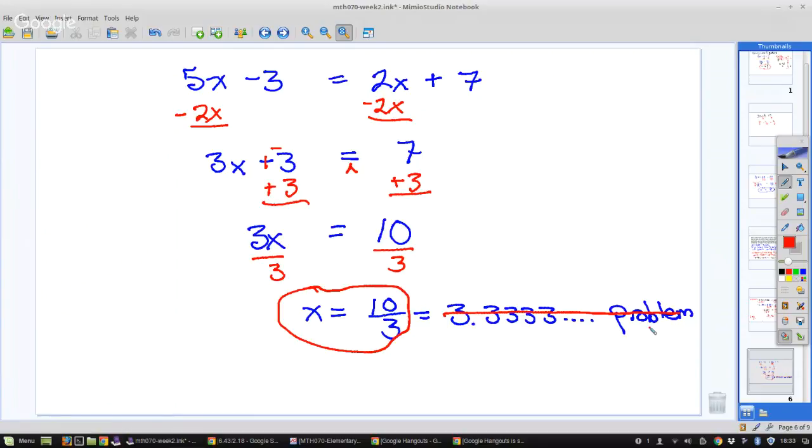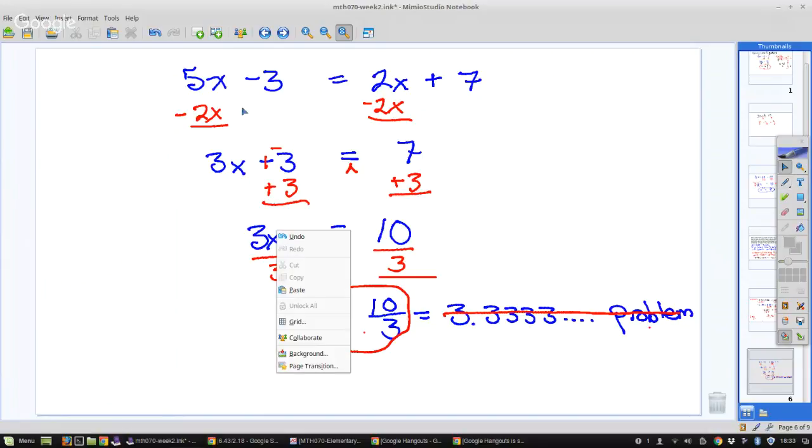So unless the problem says round to 2, 3, 4 decimal places, then you want to keep this a fraction like I have it here. So I think the answer is 10/3. So to check it, I would have to plug 10/3 into the left, plug 10/3 into the right, and hope that they match.